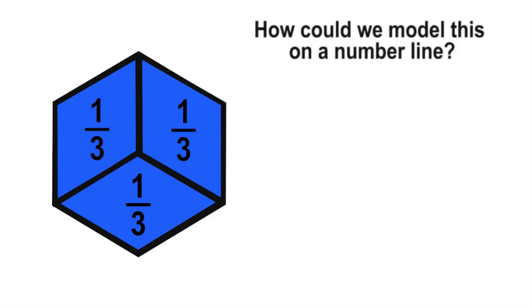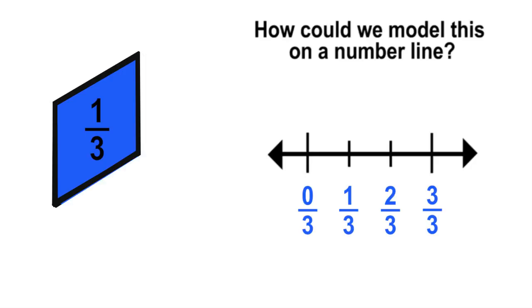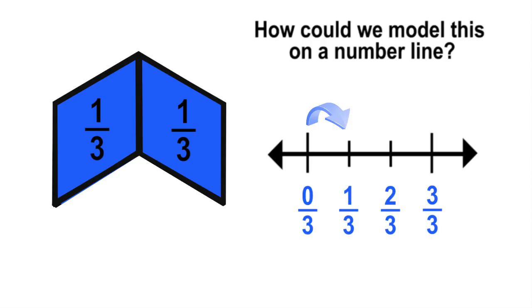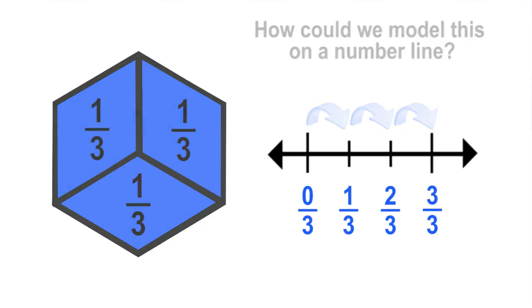How could we model this on a number line? First, draw a number line and label it with 0 and 1. Now divide the number line into thirds. 1 rhombus, or 1/3, represents 1 jump on the number line. The second rhombus represents the second jump of 1/3, and the last rhombus represents the third jump of 1/3.